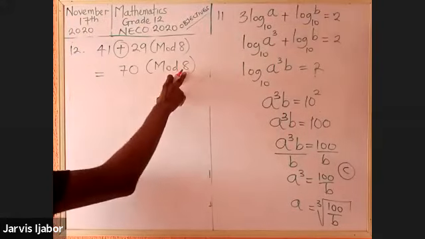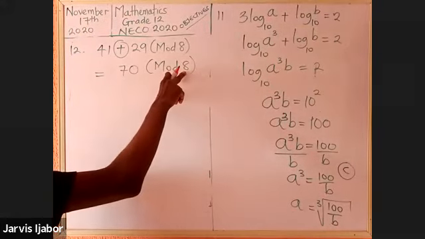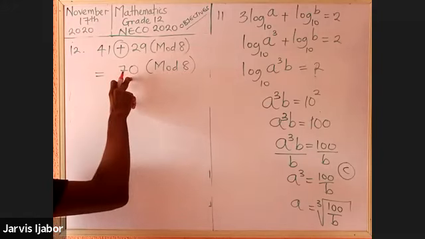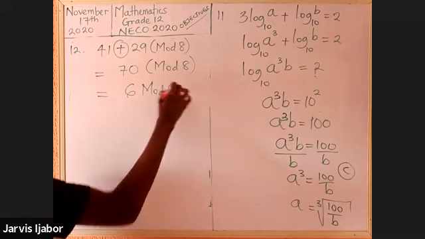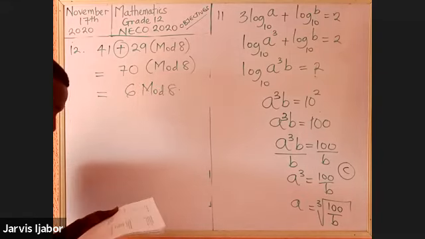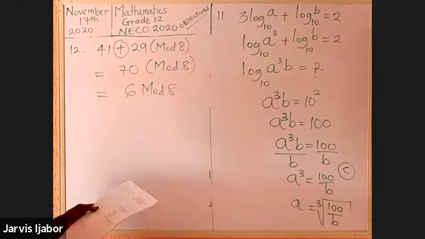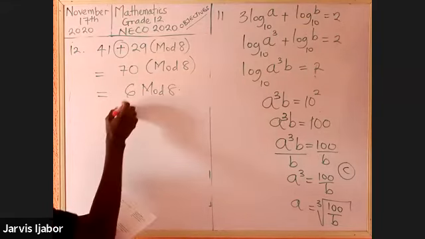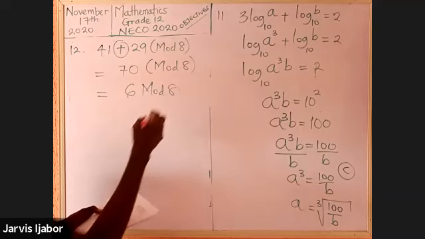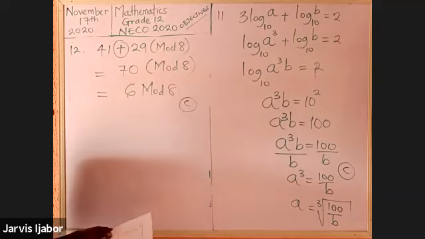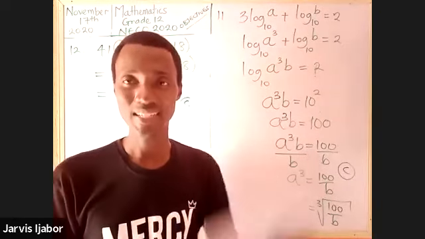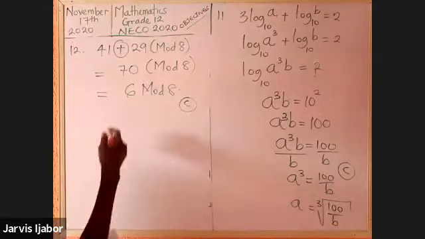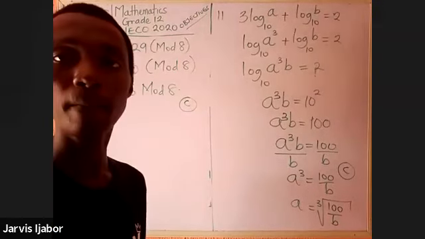Now, look at the multiples of 8. 8 times 8 will give me 64. And what would I be left with here? 6. So this will now be 6 mod 8. 6 mod 8 will be the answer. They said, what is the answer to this question? The answer is 6. And that option will now be C. The concept of modular arithmetic is a concept of remainder, so the answer is simply 6.